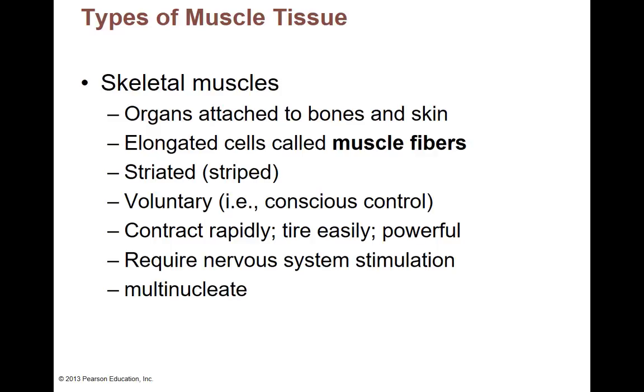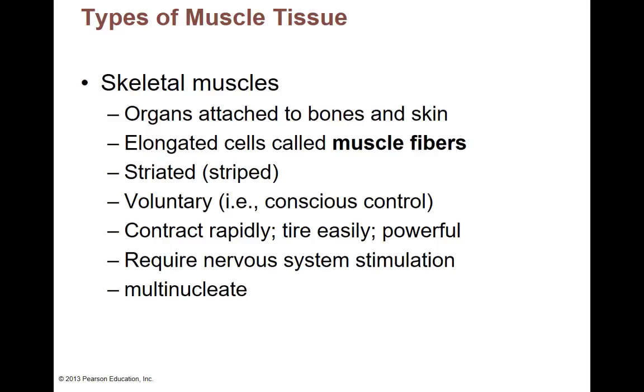We're going to spend a lot of time talking about skeletal muscle, but the cells are really, really long, so long that we actually call the cells muscle fibers. So a muscle fiber is just a really long muscle cell. They are striated, meaning they have stripes to them. They're voluntary, which means we can control our skeletal muscle. They can contract rapidly, which means we can move them very, very quickly. However, they can tire easily, so when you start doing the same thing over and over again, you get tired.